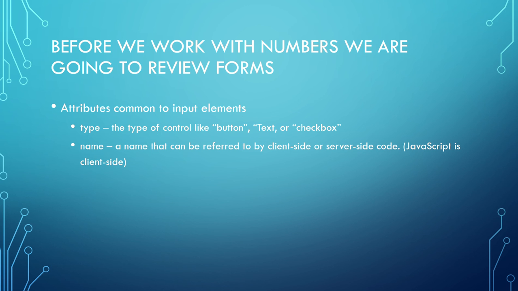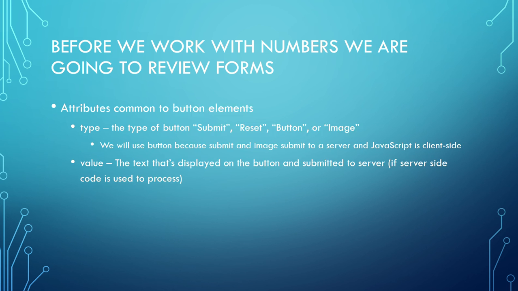Attributes that are common to input elements, okay? The type of control, like button, text, or checkbox. And then a name. The name can be referenced by the client-side or server-side code. Again, in JavaScript, we're going to reference them by ID, so we're going to give them an ID. Attributes common to button elements: you've got submit, reset, button, or image. We're going to use button because submit and image are going to want to submit to a server, and again, JavaScript is client side. And then we've got the value. That's the text that's displayed on the button, and it's submitted to the server if you're using server-side code to process the form.